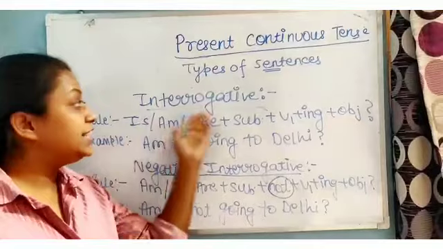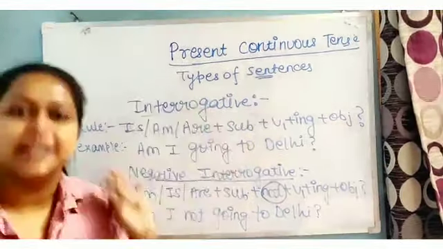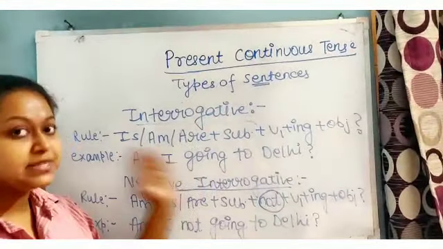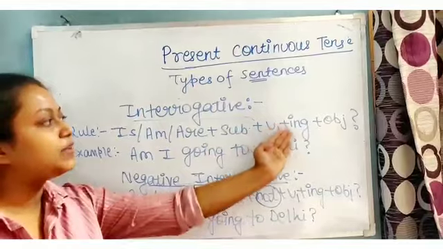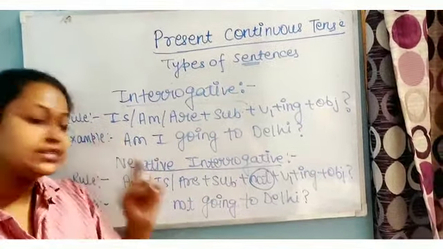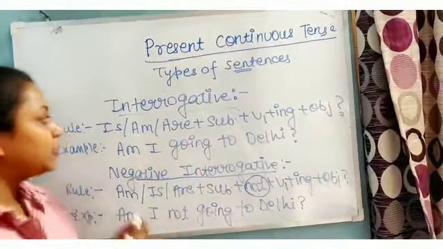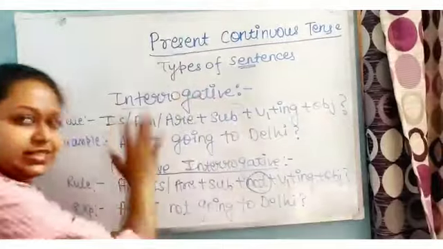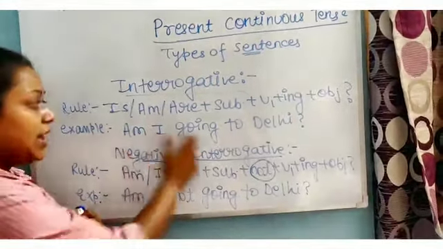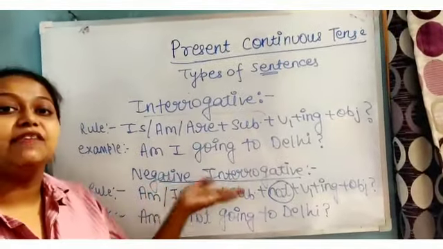So type third is interrogative sentences. Whenever we ask a question, we called it interrogative sentence. Okay, so the rule of interrogative sentence is helping verbs is MR, subject, first form with ing and object. Okay, in affirmative and negative sentences, we insert helping verb after subject. But when we ask a question, we always use helping verb before the subject. Okay, so the example is, क्या मैं दिल्ली जा रही हूँ? Am I going to Delhi? Clear?